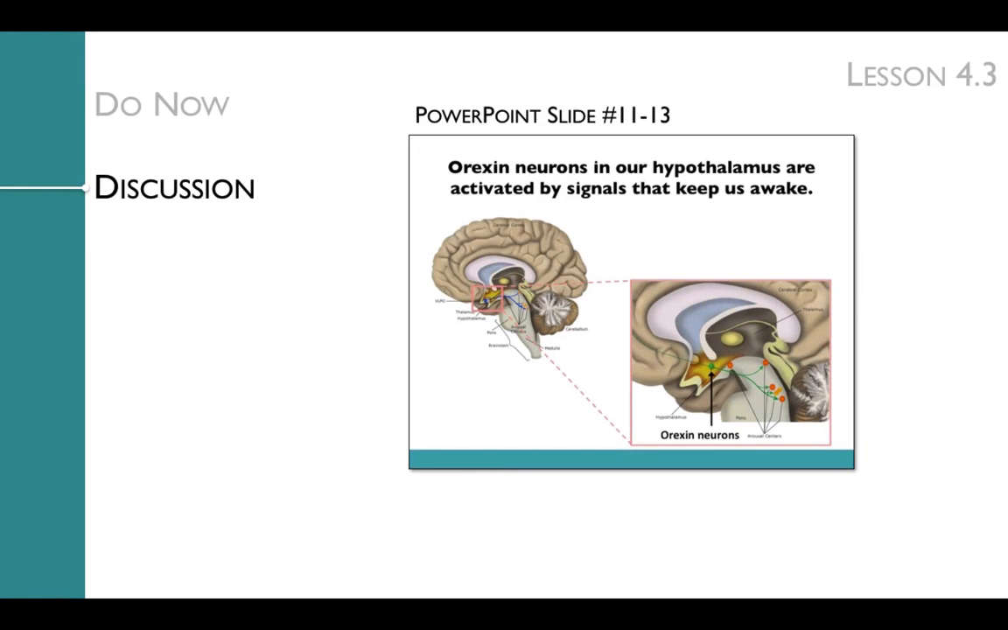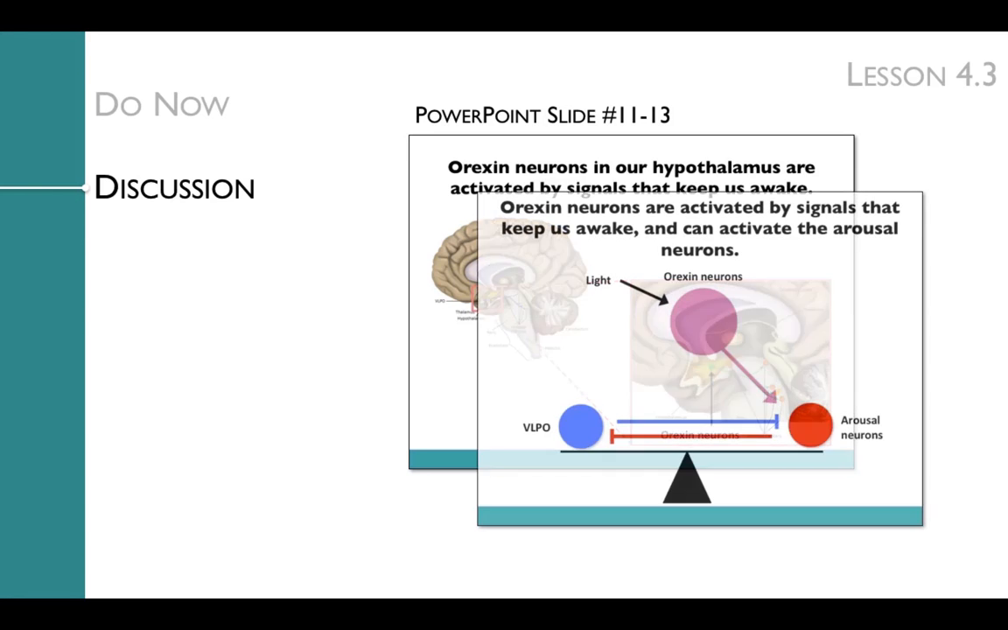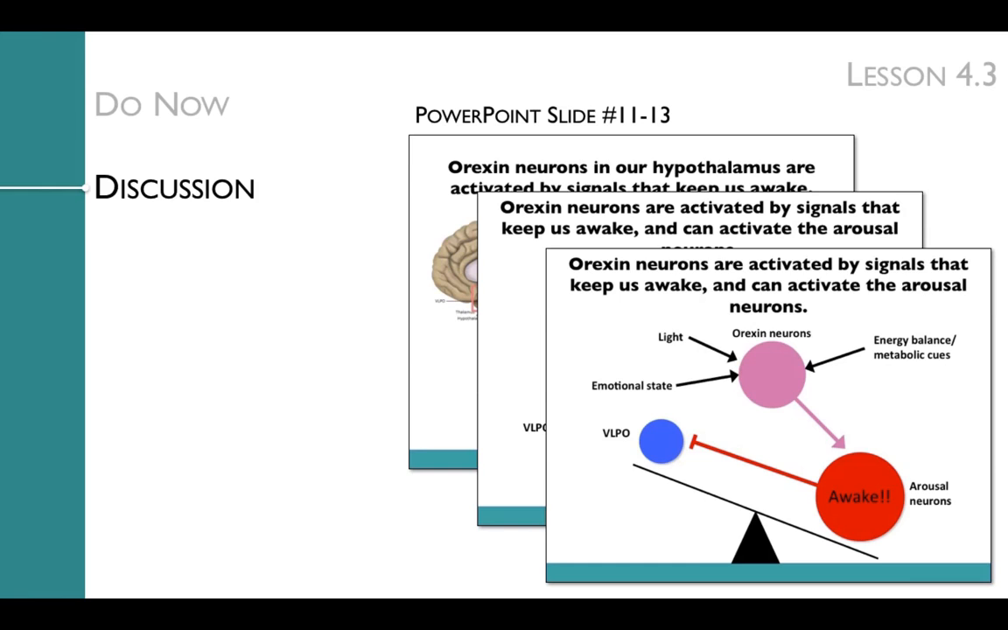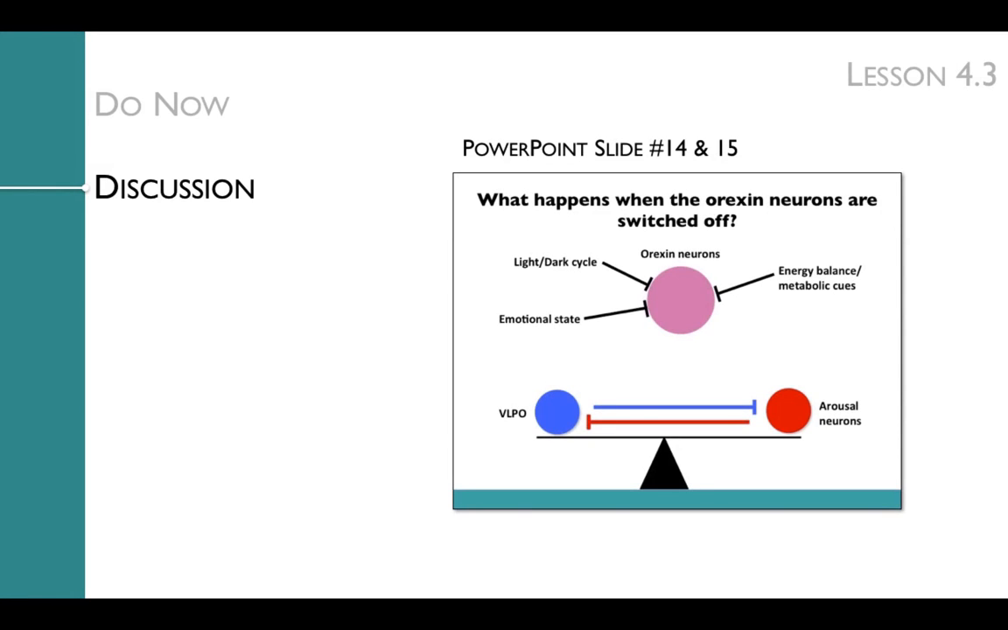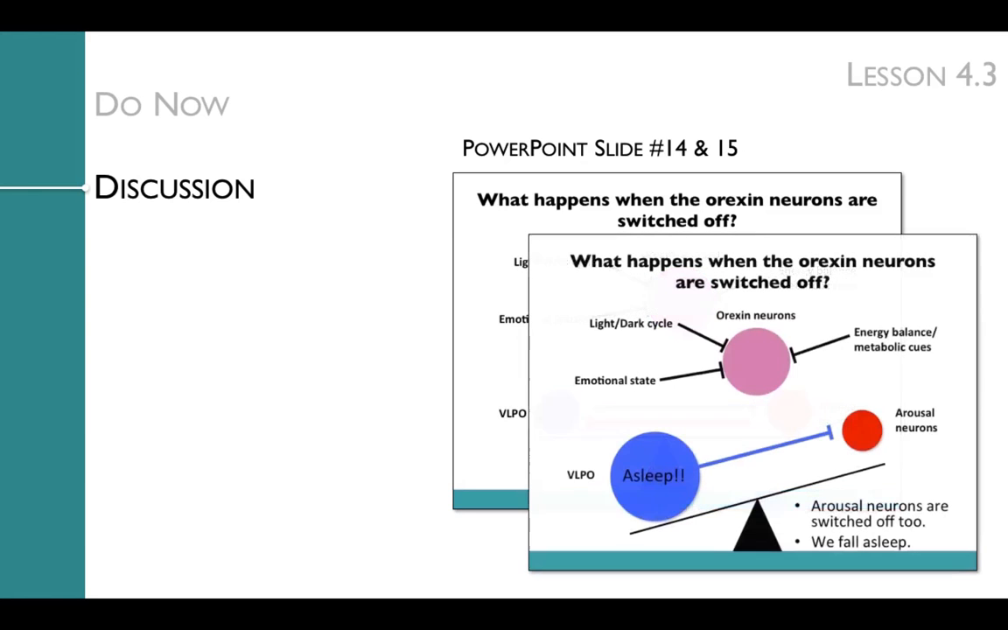You'll then introduce your students to the orexin neurons, which are located in our hypothalamus. Our orexin neurons are activated by signals that keep us awake and can activate the arousal neurons, which keeps us awake. You'll then describe what happens when the orexin neurons are switched off. Arousal neurons are switched off too, and we fall asleep because the inhibition to the sleep neurons is also removed.